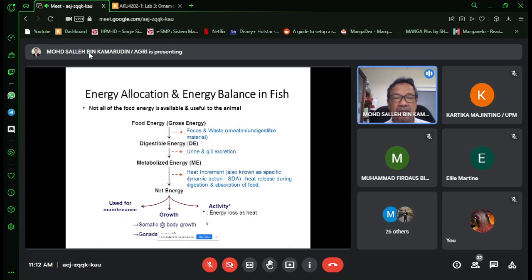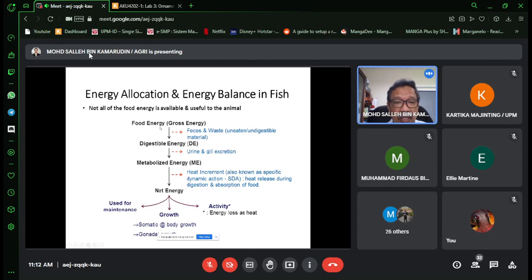Okay, let's look at the energy allocation and energy balance in fish. Ada orang rajin study energy balance, saya tak berapa sangat lah sebab susah juga cara nak buat dia. Kita kena ada satu chamber dan sebagainya, baru kita measure satu-satu.